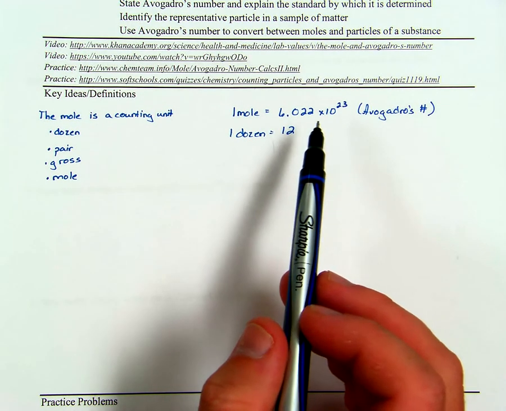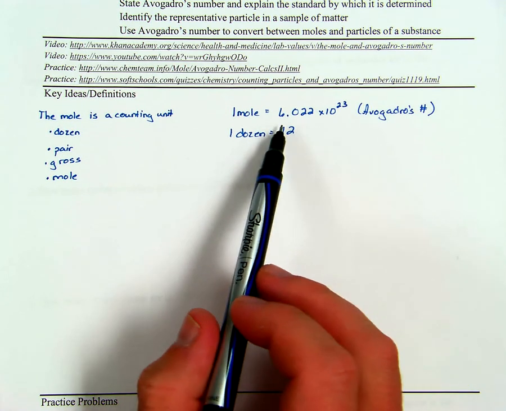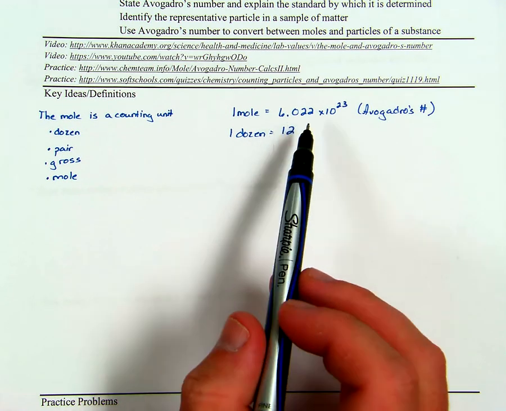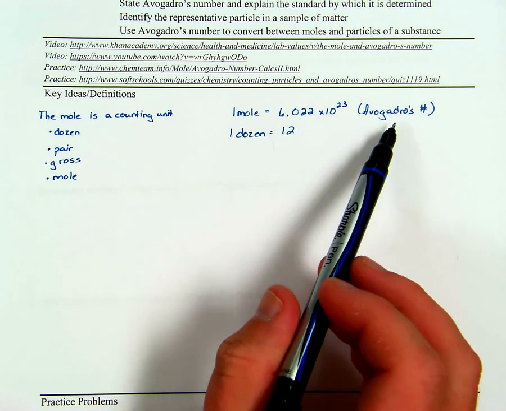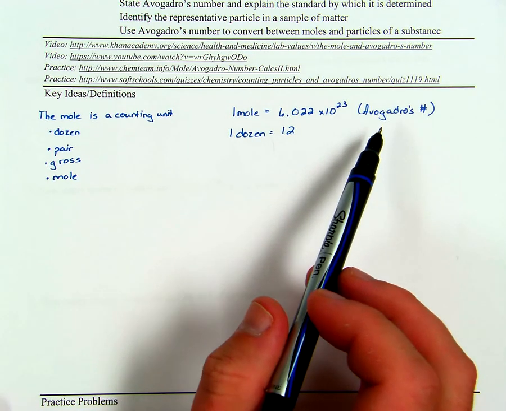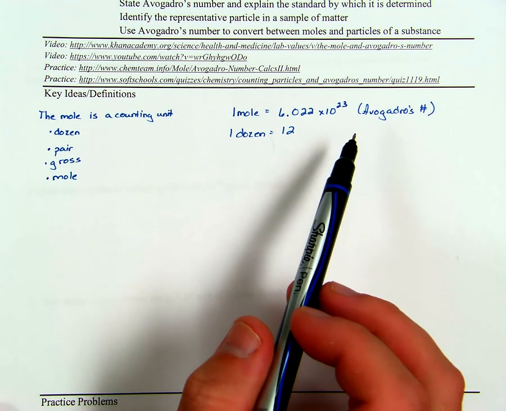And if you ask yourself, why is the number so big? It's because we use the mole to count really, really tiny things like atoms or molecules or electrons. And this Avogadro guy, he was the first to think, hey, we need a counting number that would allow us to count these really, really tiny things because we know there's so many of them.